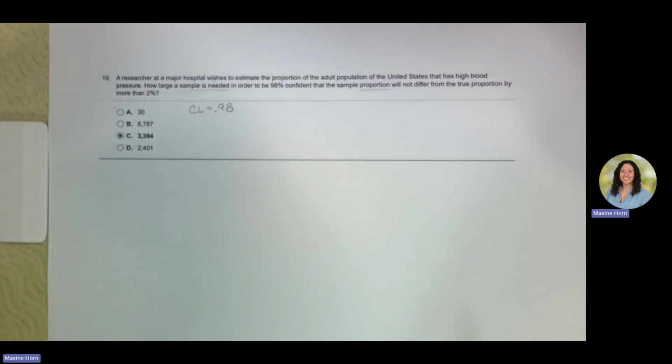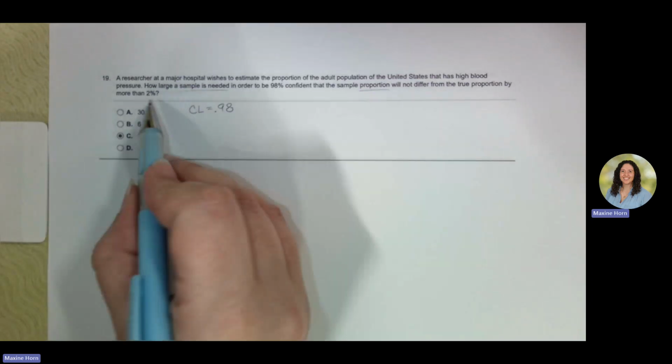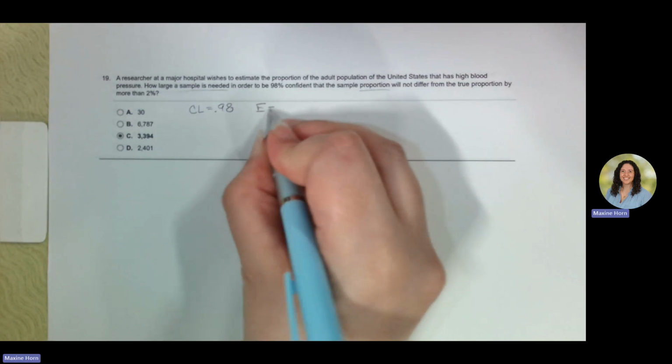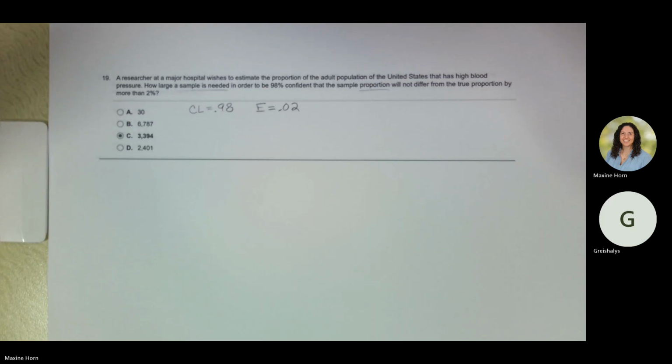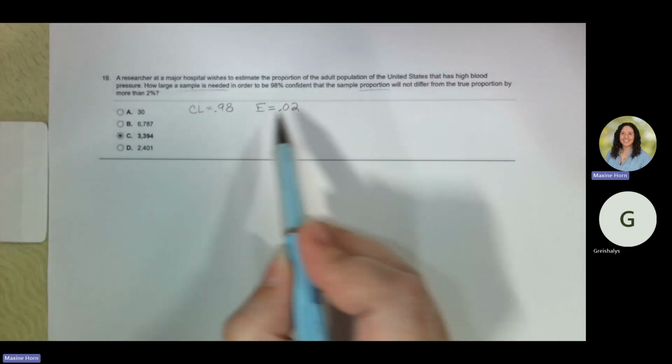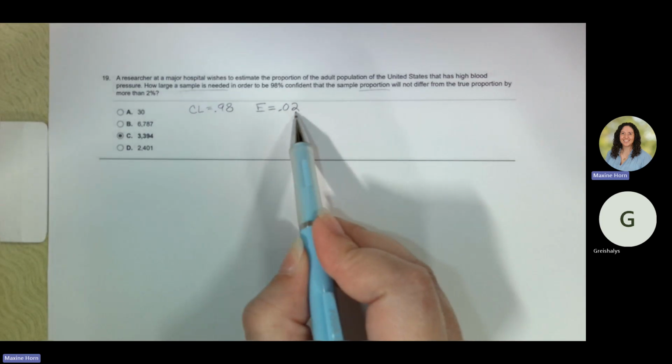98% confident that the sample proportion, also they're flat out telling us this is a sample proportion, will not differ from the true proportion by more than 2%. So our margin of error is, and be careful here, you have to write your margin of error in decimal form. All right. So just to recap that, you have to put your margin of error in decimal form. Okay.